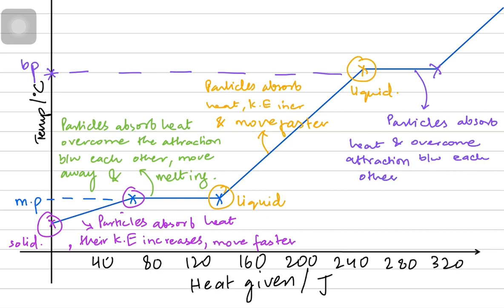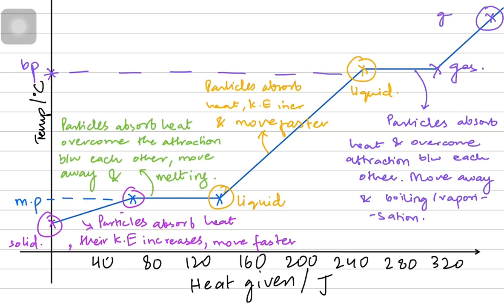Heat energy can either increase your kinetic energy or help you overcome the attraction. Both things are preferably not happening together. So please rephrase your answers and make them clearer. You will say in this part: overcome attraction between each other, move away, and boiling or vaporization happens. And after the end of the straight horizontal line, it becomes a gas, and now the gas is absorbing heat energy. So this is how things happen.